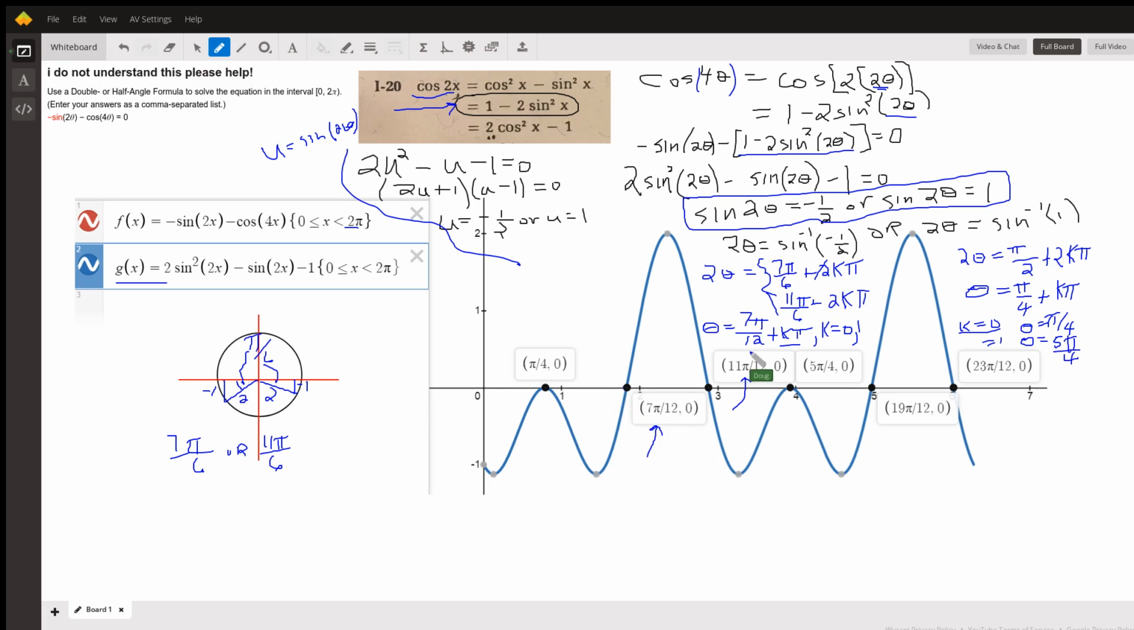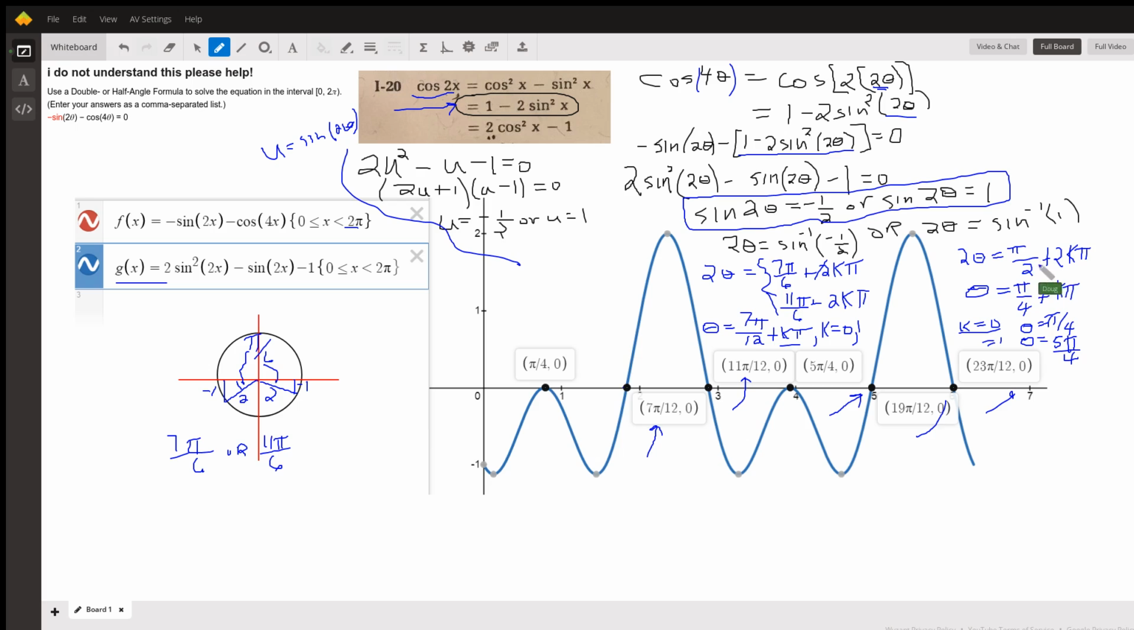Now, if you let k equal 1, then you're going to get 7 pi over 12 plus pi, which is 7 pi over 12 plus 12 pi over 12, which is 19 pi over 12. And there it is right there. And similarly for the 11 pi over 6, we'll let k equal 0 and k equal 1 for this plus k pi, and that gives you these two angles right here.